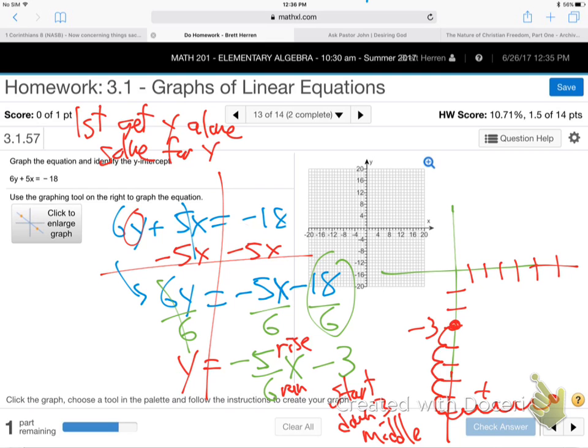Down 5 over 6. Connect the dots. Is that good? Everybody see that? So we start at down 3. Then we go down 5 over 6. Two dots. Connect them. There we go. Is that good? So we had to first do the work to get y alone, and then start at down 3, and then go down 5 over 6. Questions on that one?